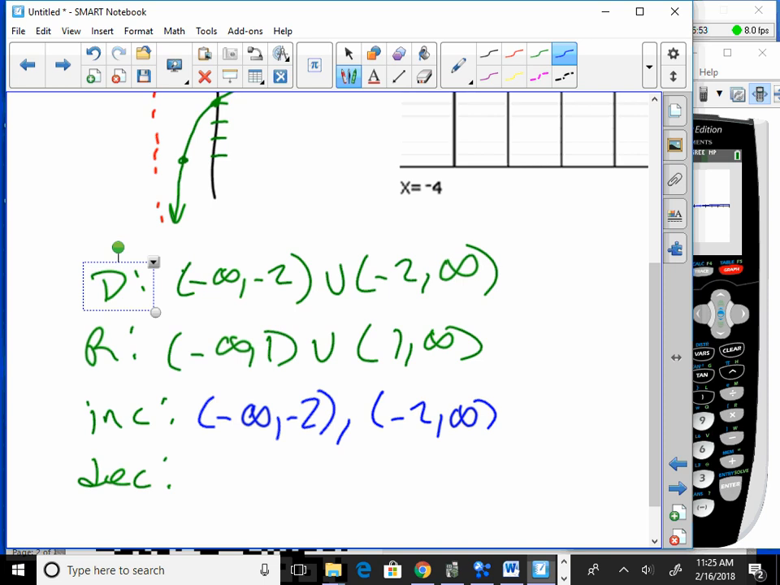Okay, and then decreasing, the graph never dropped, so that would be none. You don't have to have a decreasing interval.